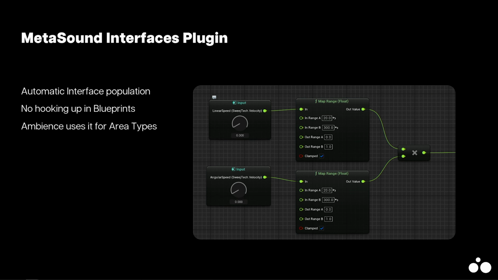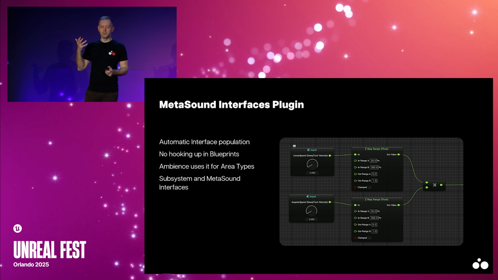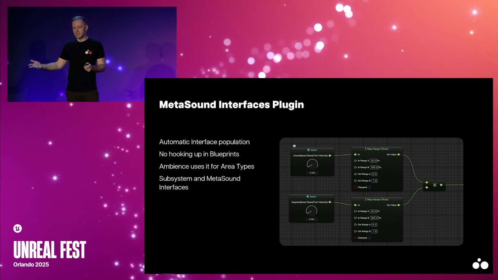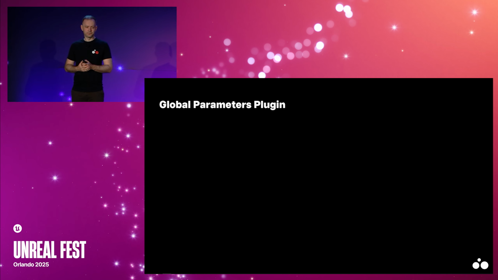We make use of this for getting physics information to MetaSounds, and it is also used by our other plugins. For example, the ambience plugin uses it under the hood to send area type mix info from the subsystem to any MetaSounds that use this stuff. To do this, it makes use of a subsystem and, of course, MetaSound interfaces. And this is more or less how it would look in a MetaSound if you're adding this stuff.